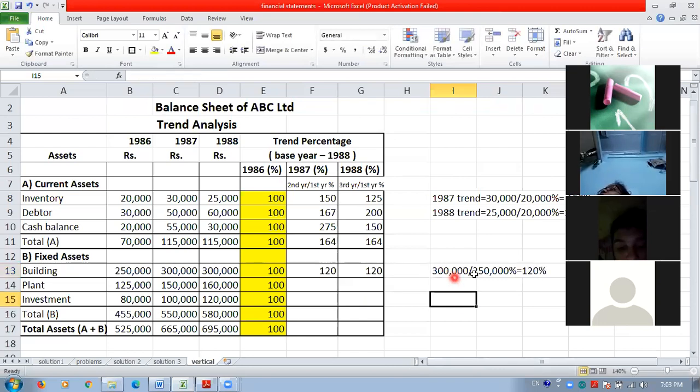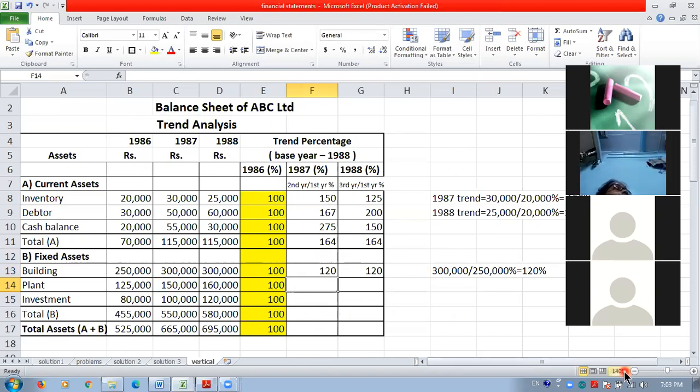Okay. So all the time you have to do this. Take the numerator as the current year. So when you are dealing with this, it is your current year. So the figure is 1,50,000 divided by base year 1,25,000. So calculate the percentage for a plant. What will be the percentage for plant?